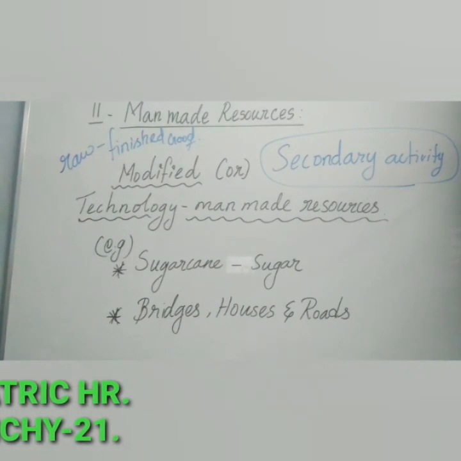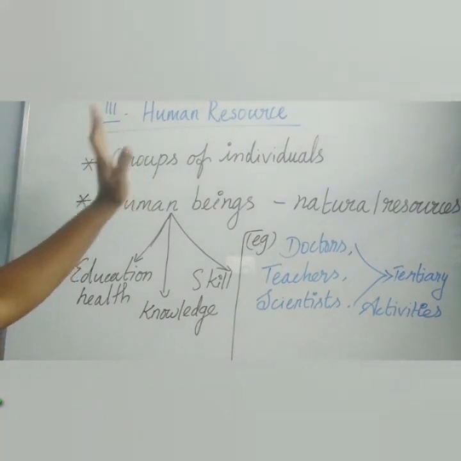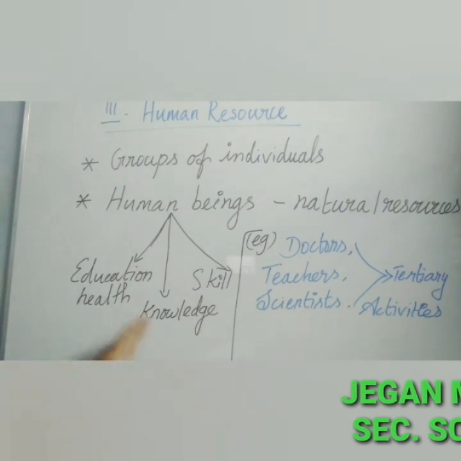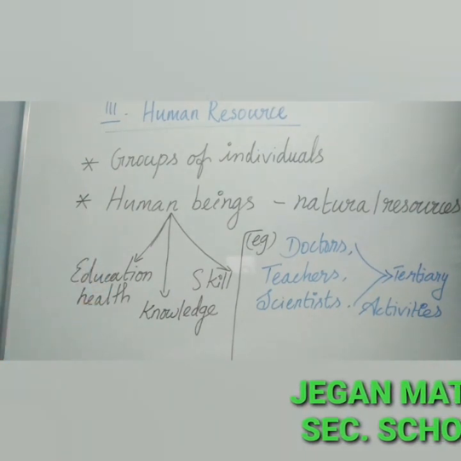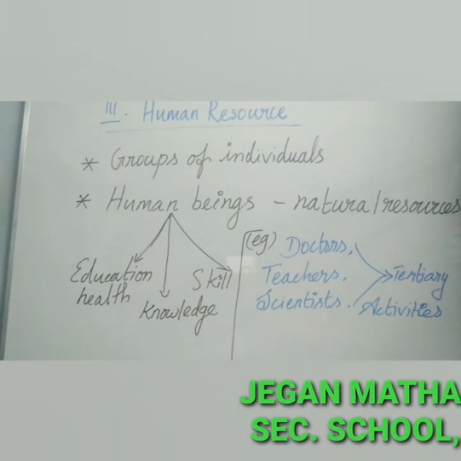Now we are going to see the next topic, human resources. Human resources are groups of individuals who use natural resources to create more resources. Human beings are basically natural resources, but we classify them separately. Education, health, knowledge and skill have made them a valuable resource. Doctors, teachers and scientists are examples of human resources.